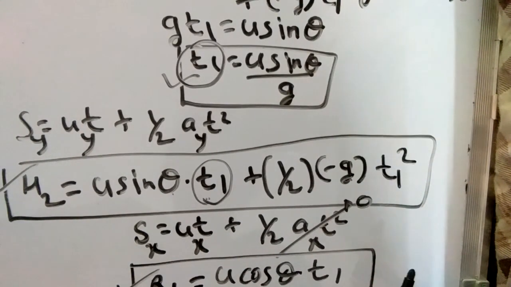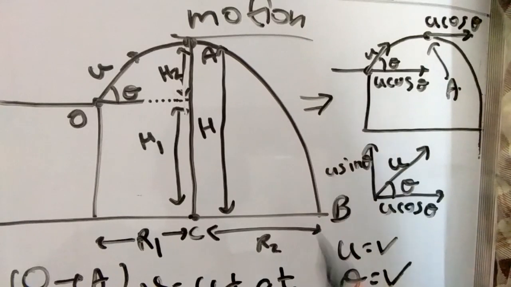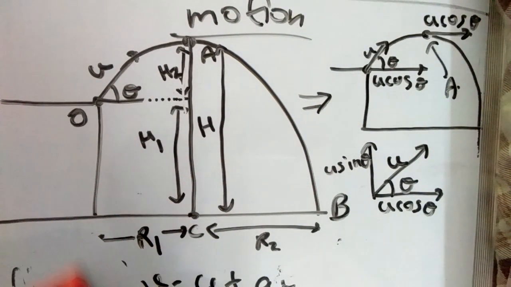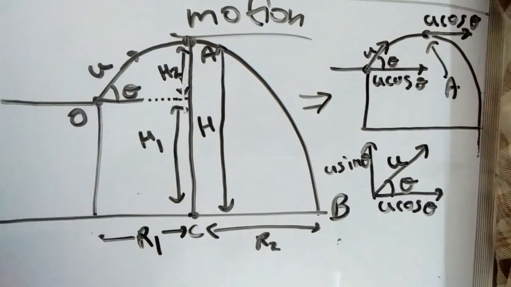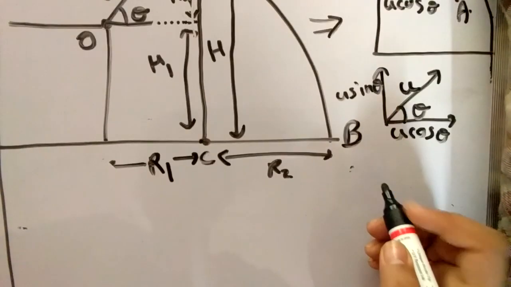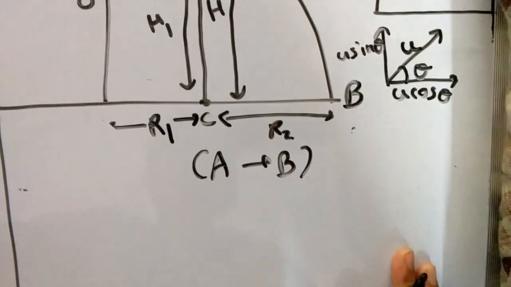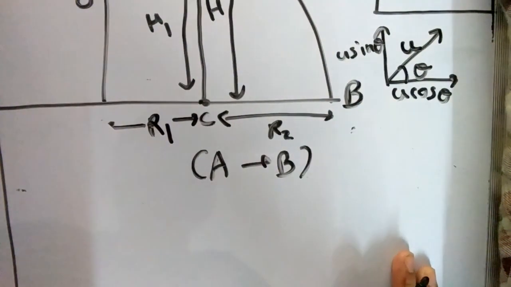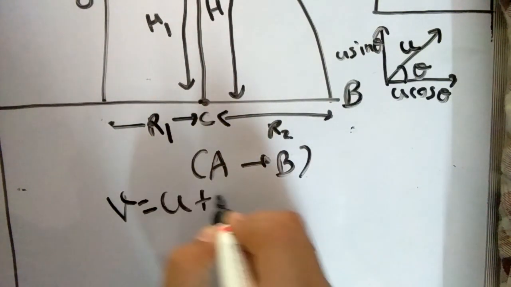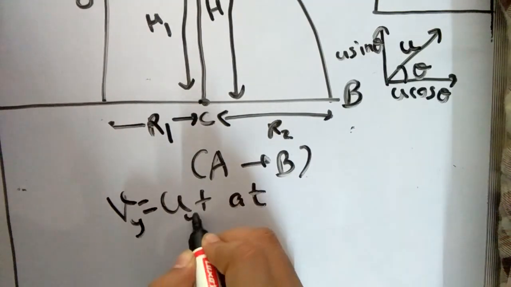Now let's consider second part of motion, which is from a to b. So I will rub this and I will write a to b. This is our second part, from a to b. Then again two formulas. First formula is v equal to u plus at. So v equal to u plus at. Again as usual I will write y and y.